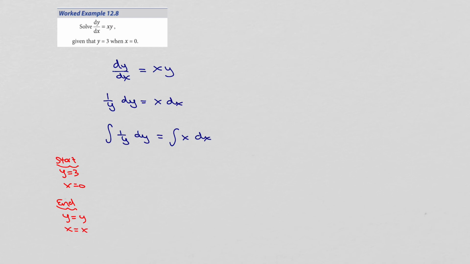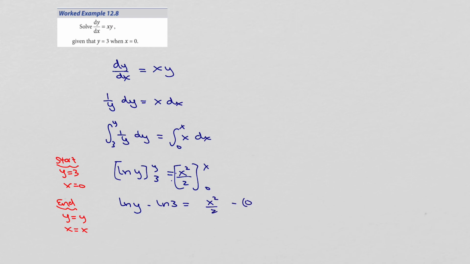Okay, so if I integrate 1 over y, same as the last example, it's going to be natural log of y. Sorry, I forgot to put in the limits there: 3, 0. So that's natural log of y within the limits of y and 3 is equal to add 1 to the power and divide by the power, so x squared over 2. Sub in my limits, so natural log of y minus natural log of 3, x squared over 2 minus 0 squared over 2.